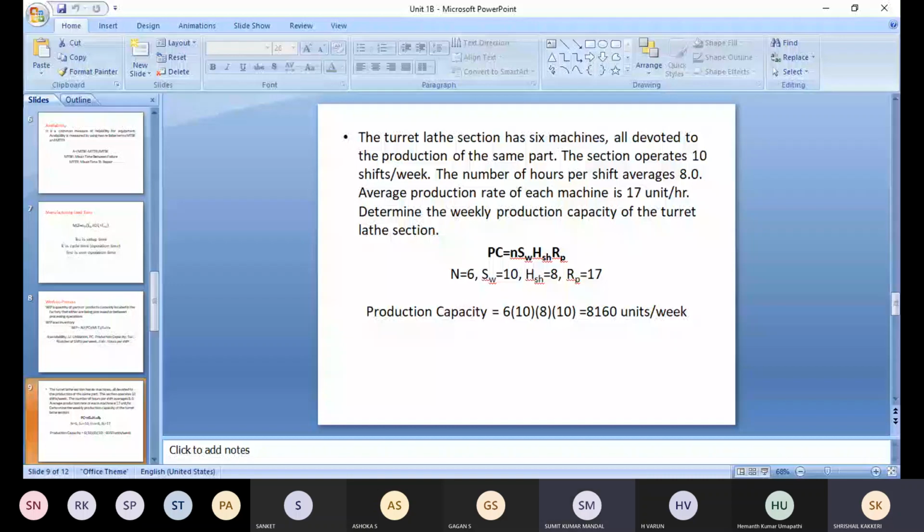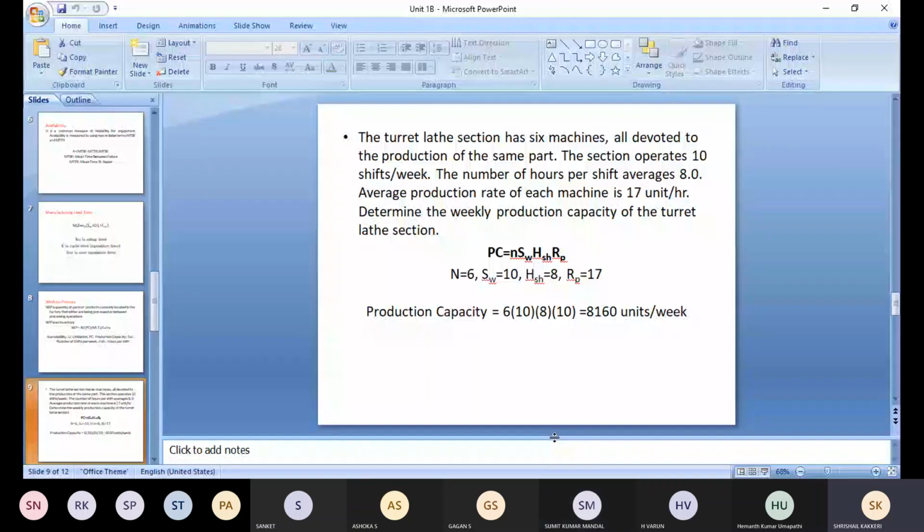Utilization and availability, manufacturing lead time, work in process. Yes, sir. Okay, so these are the important things from this chapter. Try to go through them.